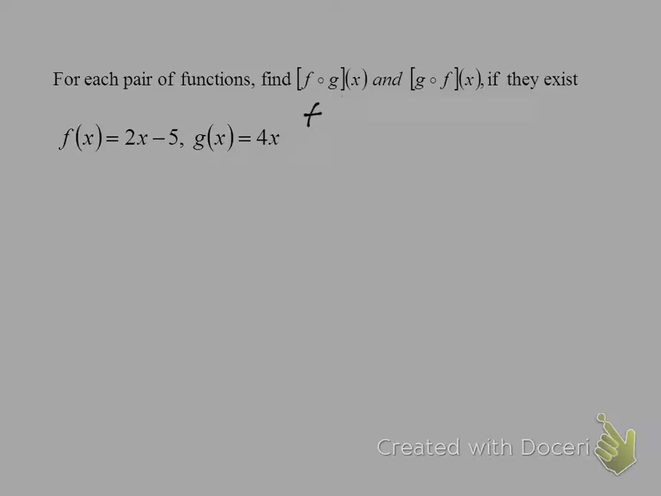So f, instead of the degree, put a parenthesis, g, another parenthesis, and then x, and then double close. That's how you set it up. That's the notation that's going to help you make this make sense. Okay? And that's the hard part, to be quite honest. That's the hard part right there.